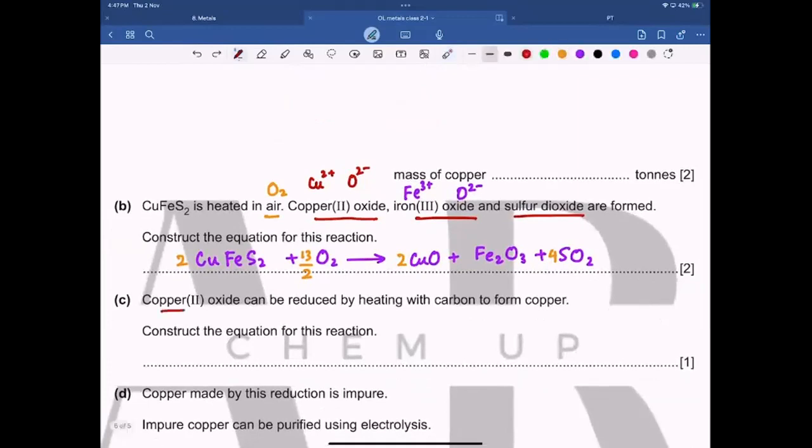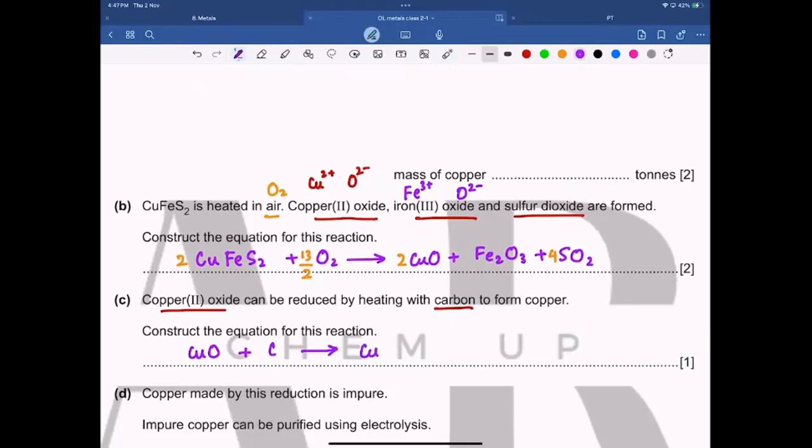Now, copper 2 oxide can be reduced by heating with carbon. So it means copper 2 oxide is reacting with carbon. Copper 2 oxide, we just figured out the formula in the previous part, it's CuO, and it is reacting with carbon to form copper. So it means we are going to get Cu only.